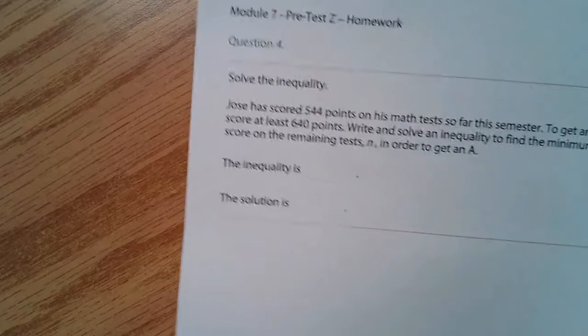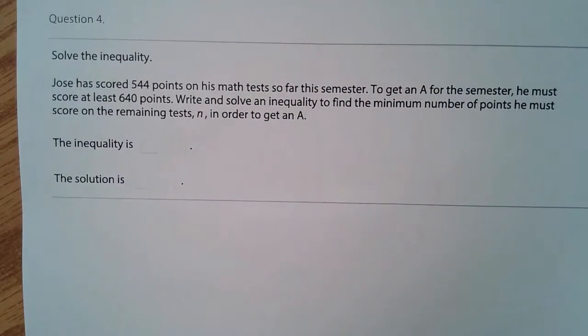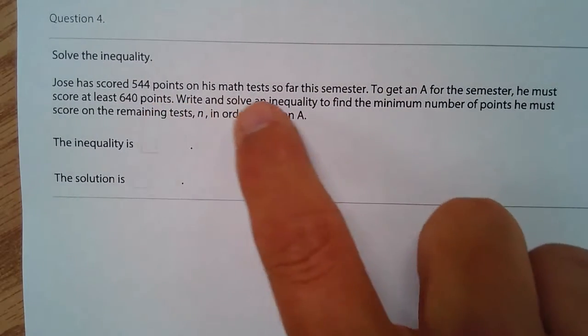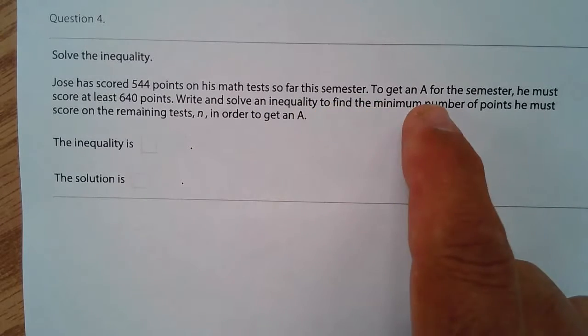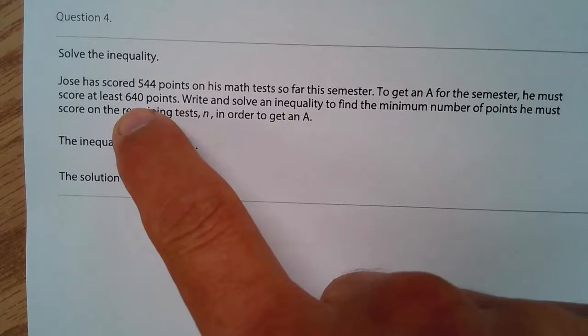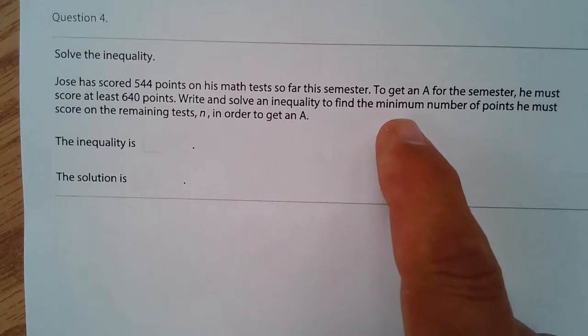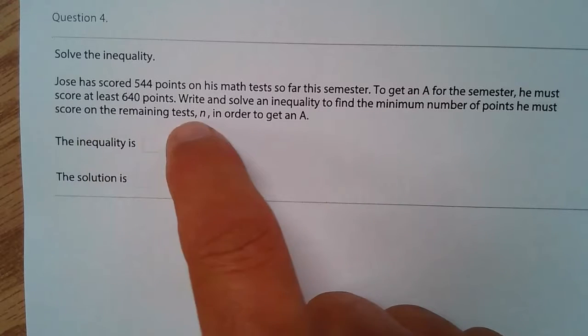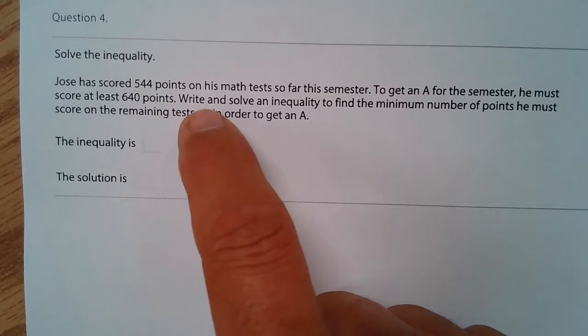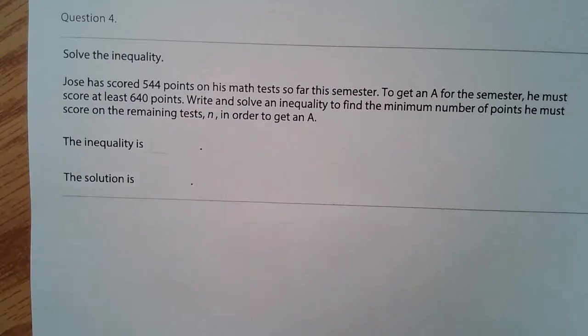Next, number 4. Jose has scored 544 points on this math test so far. To get an A for the semester, he must score at least 640 points. Write and solve an inequality to find the minimum number of points he must score on the remaining tests. We're calling that N in order to get an A.